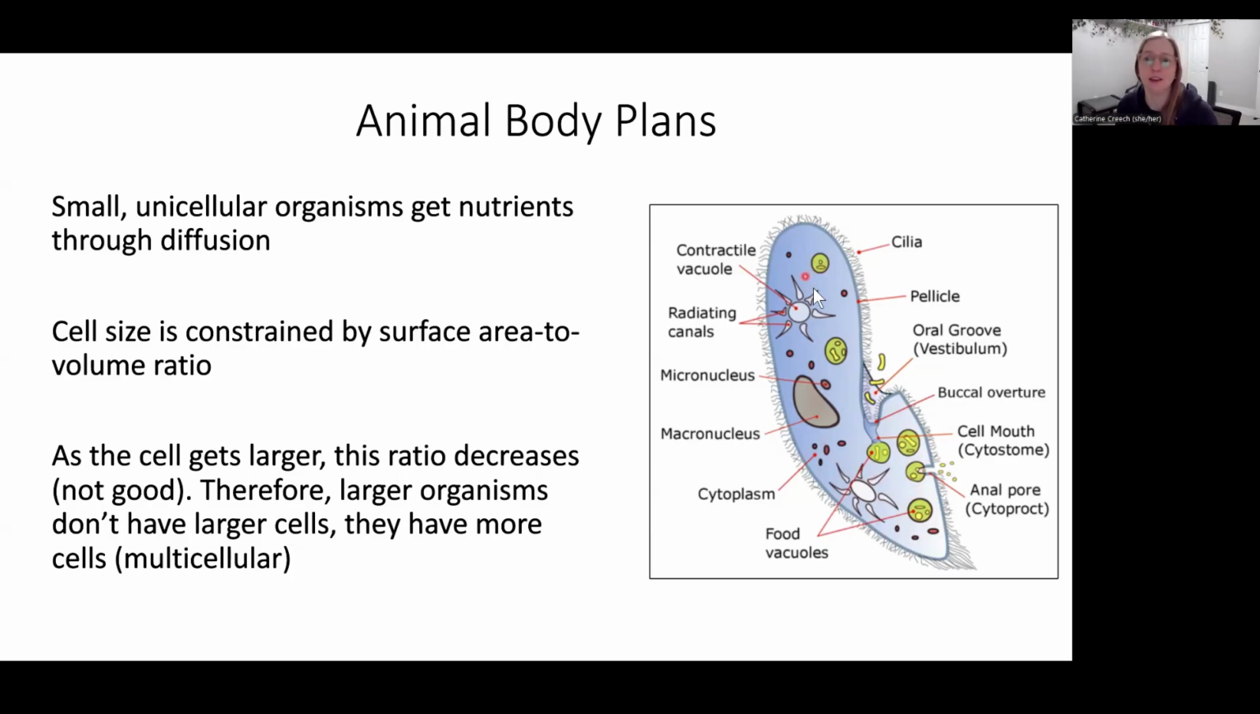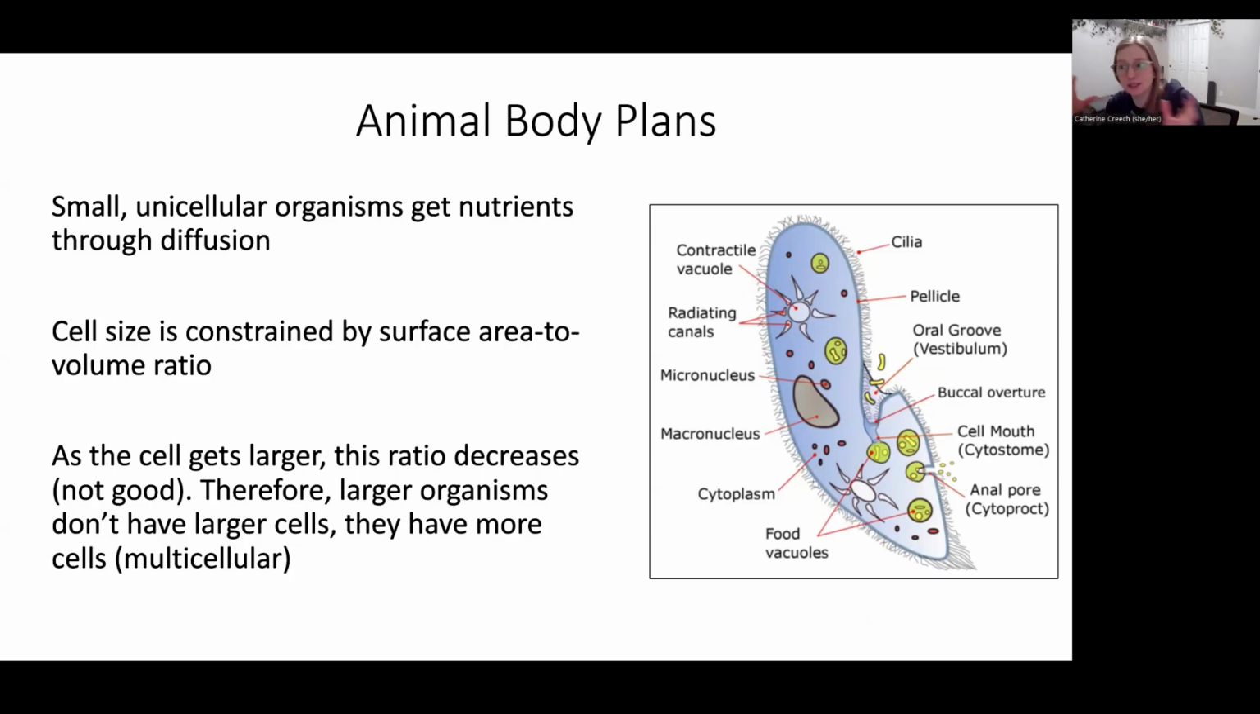So it's reliant on moving all of this nutrient and ATP and waste through diffusion. That means that this paramecia cannot get too big, because if it gets too big, it won't have enough time to diffuse things through its body. So it is constrained by its surface area to volume ratio.